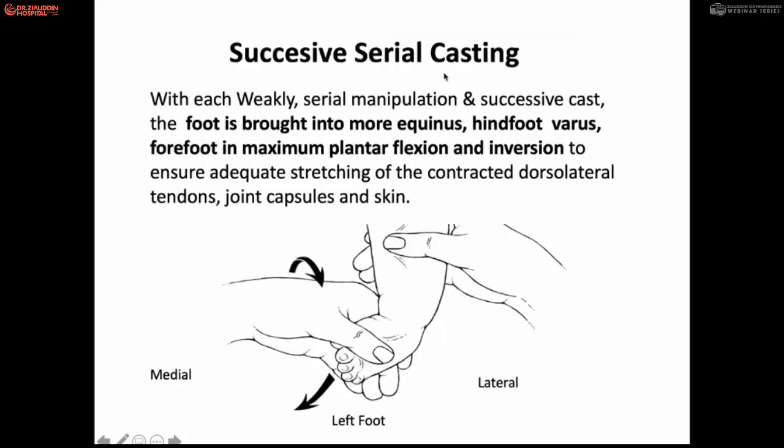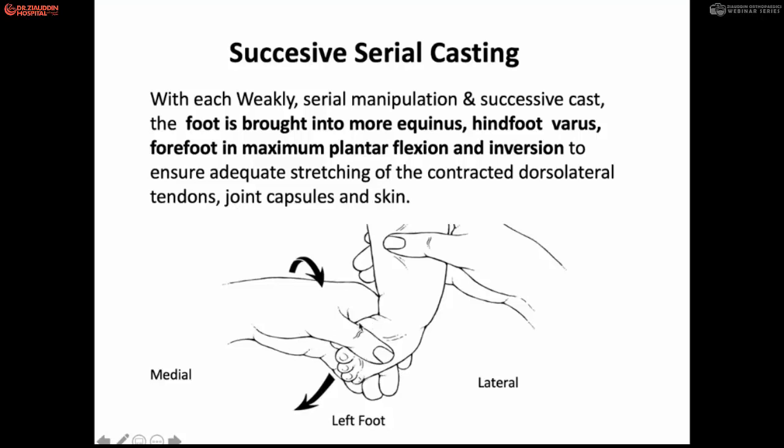So there is successive serial plaster casting, with weekly casting and manipulation. The foot is brought into a more equinus position, hindfoot towards varus, and forefoot in maximum plantar flexion and inversion, as compared to clubfoot, towards the lateral side. So ensure adequate stretching of the dorsolateral contracted structures: capsule, joint, skin, and tendon as well. So this is the lateral side of the forefoot, and this is the medial side of the forefoot.